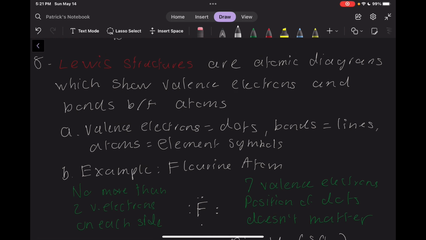Now that we've talked about both ionic and covalent bonding in detail, we need to introduce another type of diagram. These diagrams are called Lewis structures, and their purpose is to show the valence electrons and the bonds of atoms. These structures use dots to represent valence electrons, lines to represent bonds, and element symbols to represent the atoms themselves. Before I confuse you too much, let's look at an example.